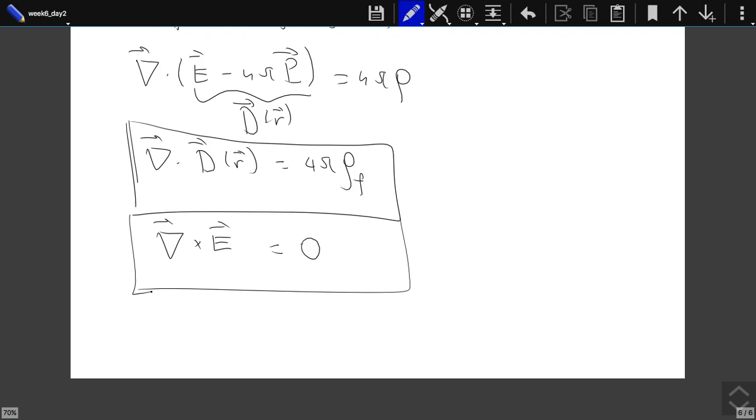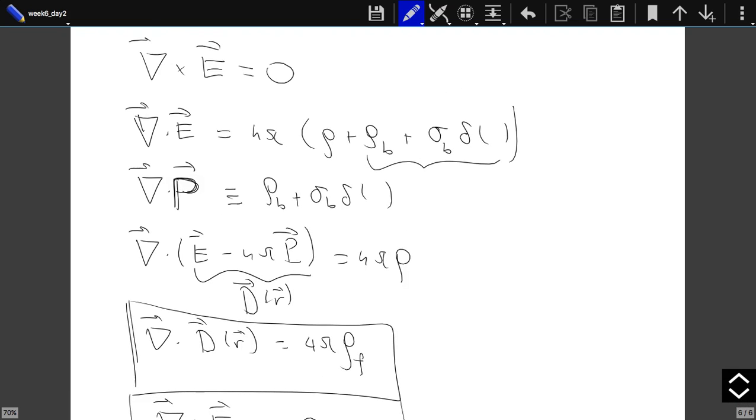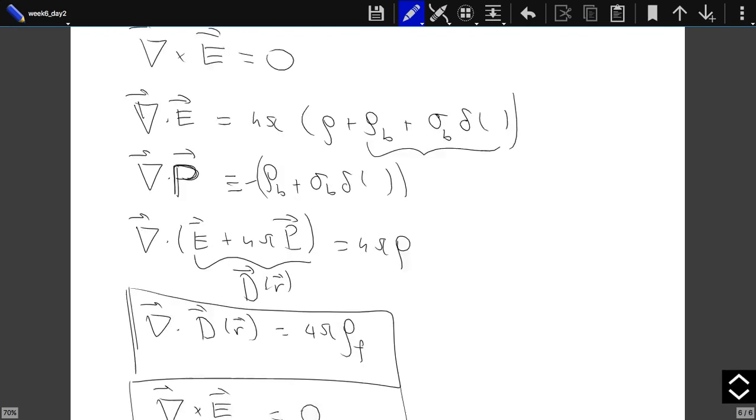Now, can you check that my convention is consistent with the books? That P is not the polarization, but does it use a different symbol? No, it's P, yes. 4 pi P. Well, it has a minus sign in the definition. This is minus, right? In the definition of the book. So this is plus.